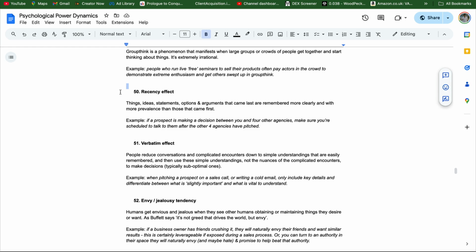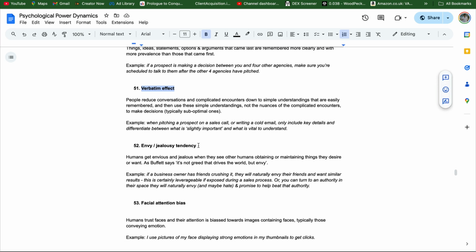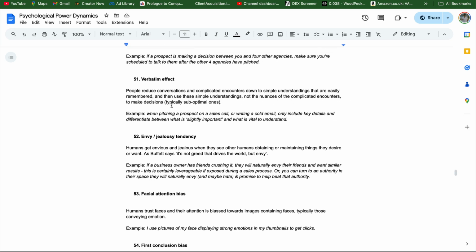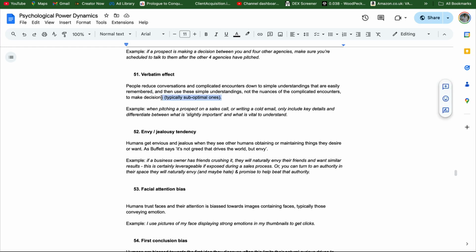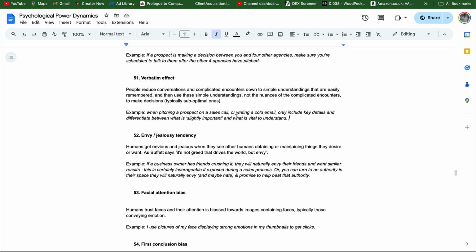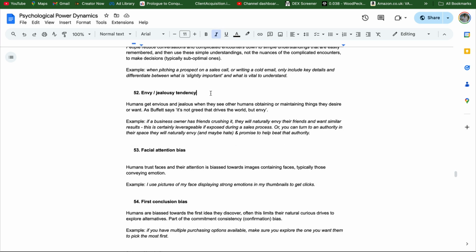I also had a feeling about what the other agencies were going to say, so I just did the polar opposite. Verbatim effect: people reduce conversations and complicated encounters down to simple understandings that are easily remembered, and then use these simple understandings, not the nuances of the complicated encounters, to make decisions. Typically, they make suboptimal ones. So, for example, when pitching a prospect on a sales call or writing a cold email or cold DM, only include key details and differentiate between what is slightly important and what is vital to understand.